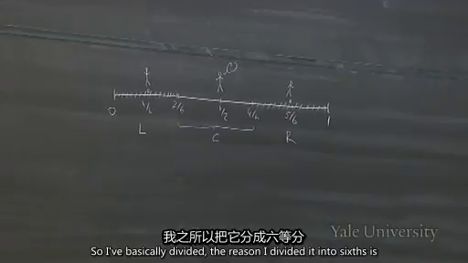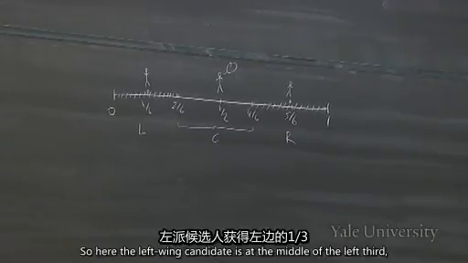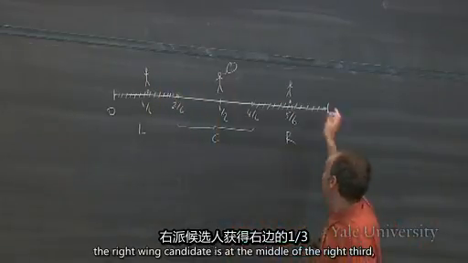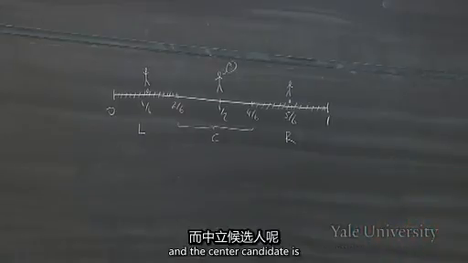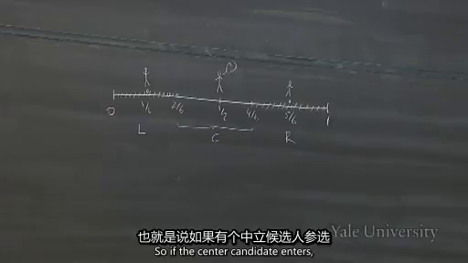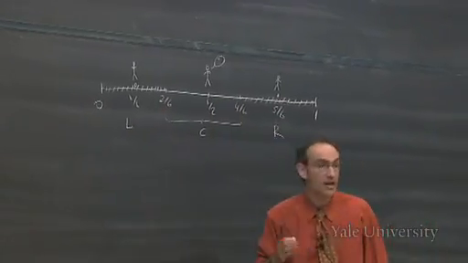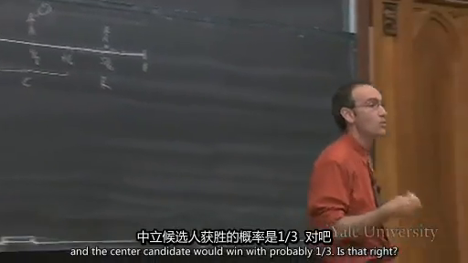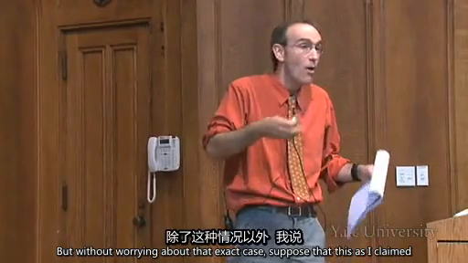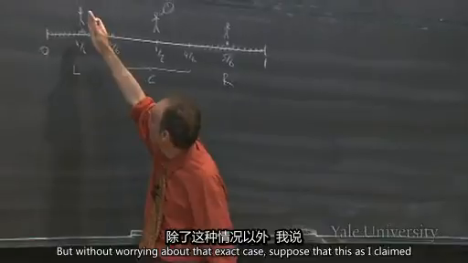Is that right? So the reason I divided it into sixths is I want to put everybody at the middle of a third. So here the left-wing candidate is at the middle of the left third, the right-wing candidate is at the middle of the right third, and the center candidate is at the middle of the center third, not surprisingly. If this center candidate enters, if they were exactly at 1/6 and 5/6, they would split the vote, and the center candidate would win with probability 1/3. Is that right?